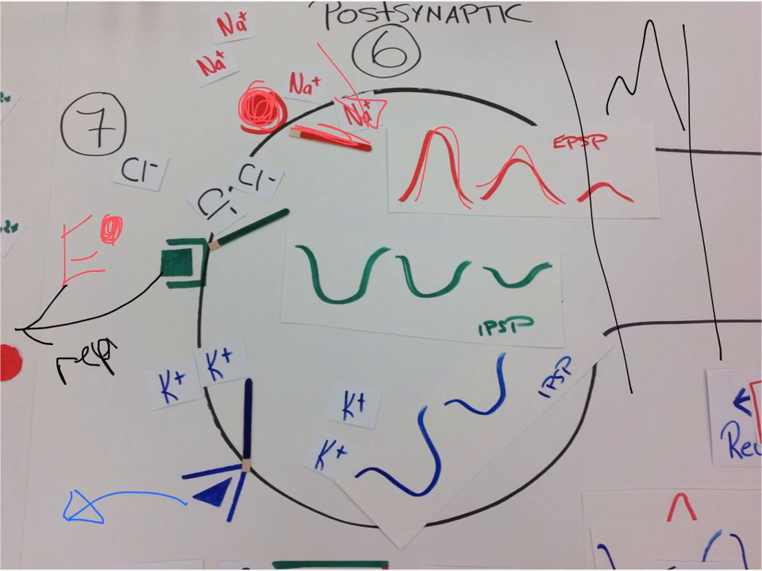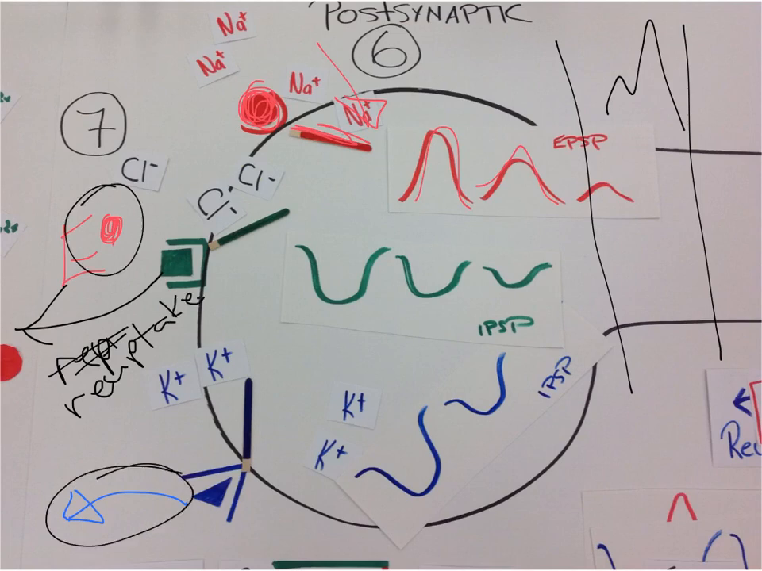So we have reuptake. So 3 mechanisms. We either have enzymatic degradation, we have diffusion, which will then be taken up by a glial cell, or we have reuptake into the presynaptic cell. So that pretty well ends the story, or it just starts the next story, which is going to be the same cycle again and again until you get to the final effector.